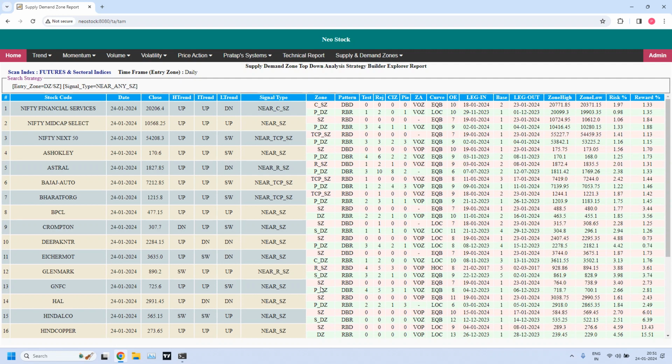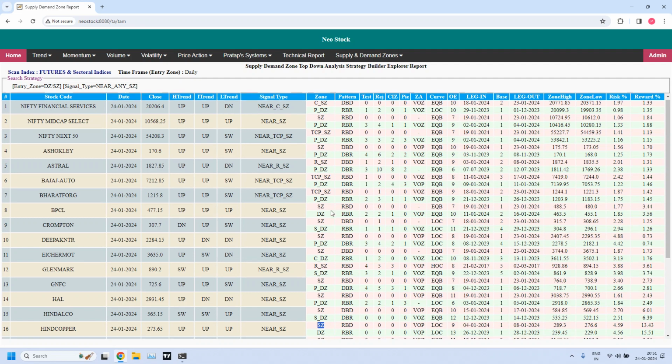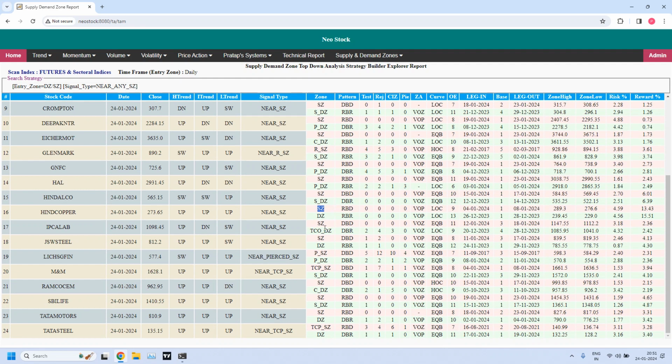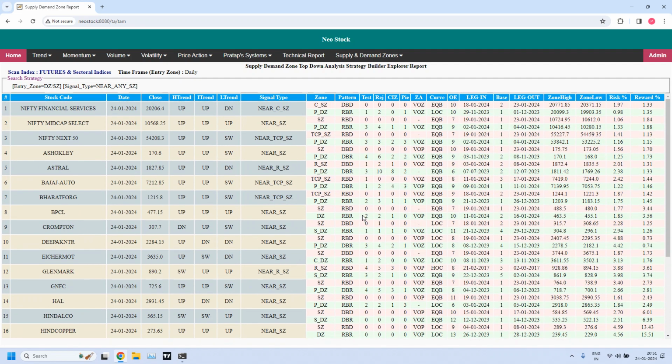Next one is M&M. We can't trade because it is already pierced. Pierced count is 1. So pierced zones we don't plan our trades. So this is not valid. And even Tata Steel is also pierced. See here? It is pierced. So M&M, Tata Steel we can't plan. So these are the high liquidity supply zones in daily time frame.